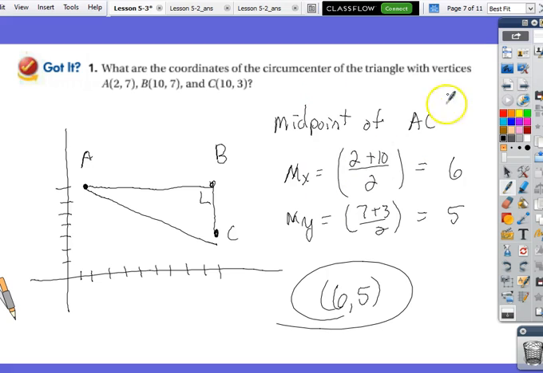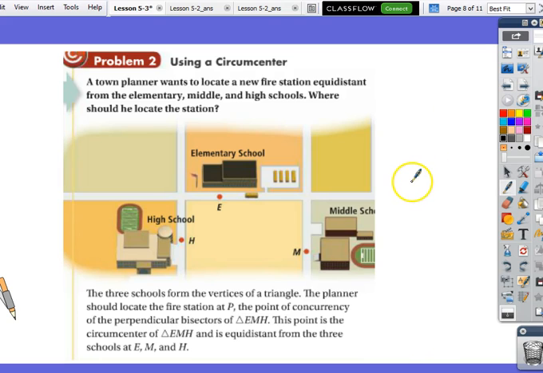In a practical sense, what you can also do is find things geometrically. Like if you were a city planner and you wanted to plan your city out. So I've got an elementary school, a high school, and a middle school, and I want to make sure that when I build the city, the local fire station is as close as possible to all three schools. So I want it to be the same distance away from all the schools.